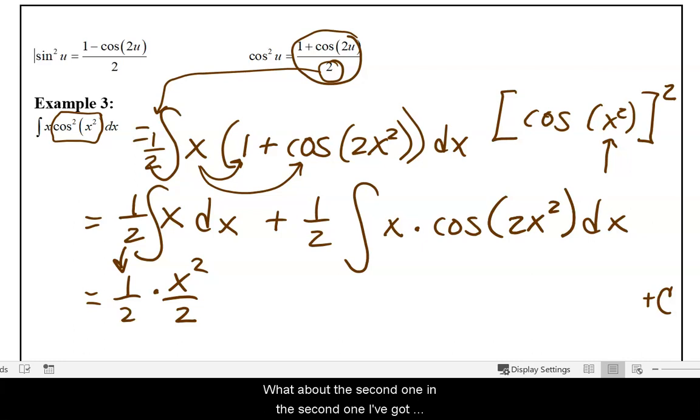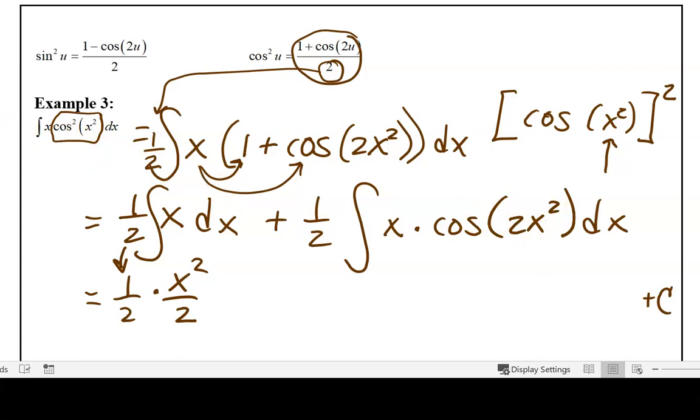What about this second one? In this second one, I've got several different factors. I've got the 1/2 on the outside, which doesn't really contribute to anything. I've got the monomial x, which is probably a part of the differential du. And I've got a cosine composed with 2x squared. The only thing that's composed is the cosine and the 2x squared. That makes my best choice of u to be the inside, 2x squared.